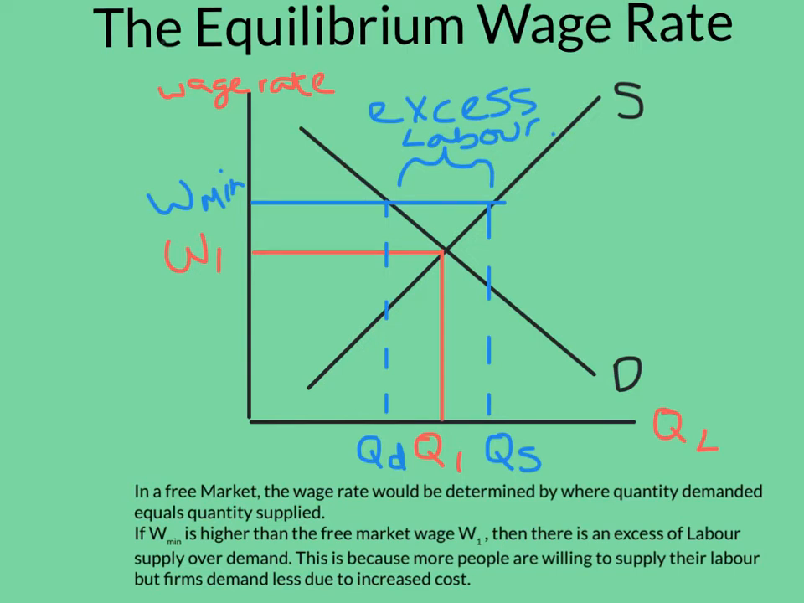We could also see if W min was actually lower than the wage W1. So, for example, in times of economic upturn, we might see that the minimum wage is actually lower than what the free market wage would be. Well, then we would see that if, let's say, for example, it was somewhere about here, supply would be less, but demand would be more. So that would mean that firms would demand more labour because it's below the cost that they intended to pay labour, but supply would be less because people feel that it is not worthwhile supplying their labour.